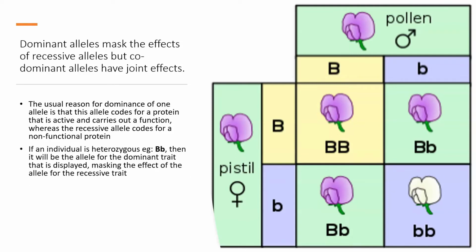If an individual is heterozygous, so for example capital B, lowercase b, so we've got our dominant and our recessive, different, then it will be the allele for the dominant trait that is displayed, masking the effect of the allele for the recessive trait. Only one copy of a dominant allele is required to display that trait. So it's going to be your two capitals or your capital and your lowercase, okay?